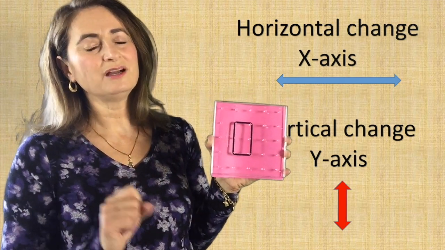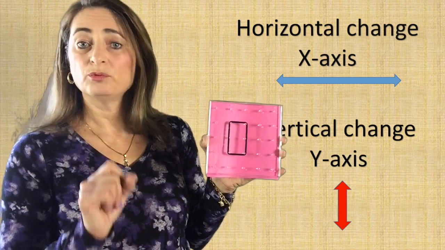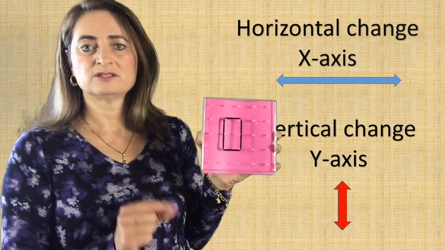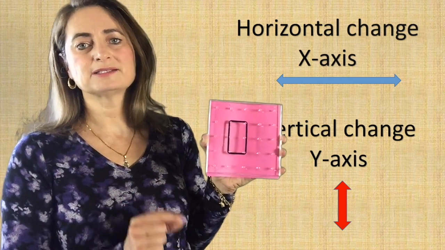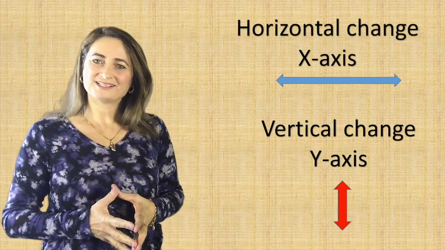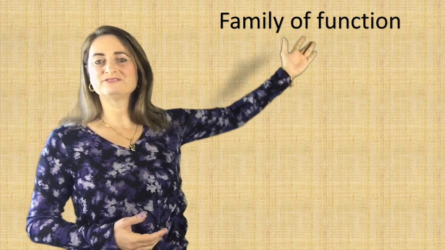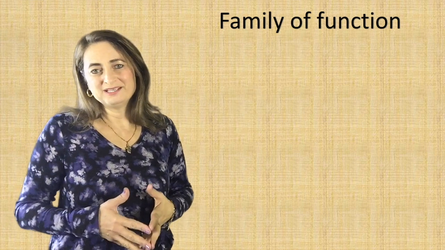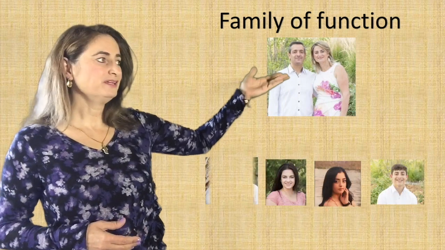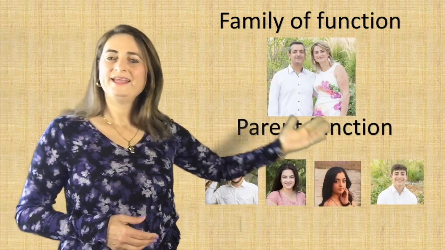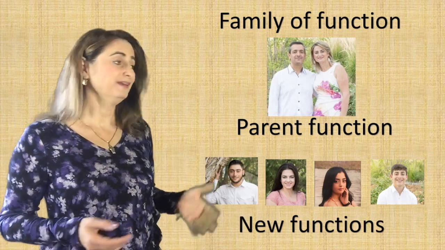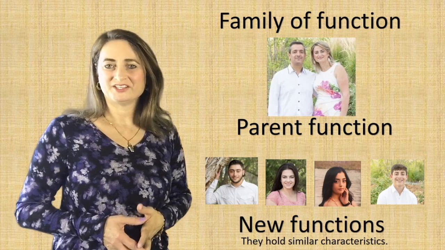The one other thing I want you to remember is that we don't use y anymore for the output, we use f of x. So f of x is the y and x is still x, which is the input. Here's one more thing for today's lesson, something called family of function. Everybody knows what a family is, parents and kids. The parents are called the parent function, and the kids are the new functions, if you think of it that way. They hold similar characteristics.